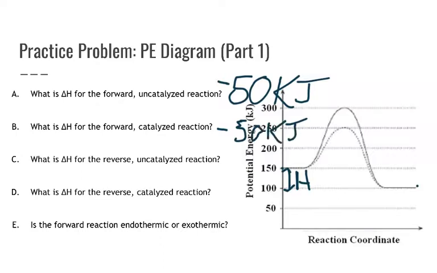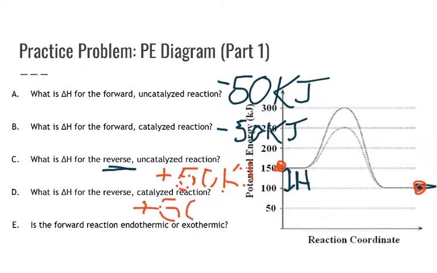However, now we're going to look at the reverse reaction. So going the opposite way, in this case, we're starting at 100. I'll change to red. We're starting at 100 and we're going to 150. So 150 minus 100 would be positive 50 kilojoules, because you're going the opposite way. Same for D. The catalyst is not changing the delta H, that just changes the activation energy. So that would also be positive 50 kilojoules.